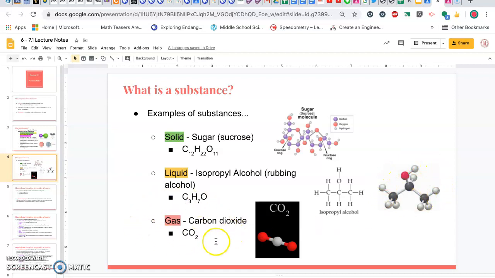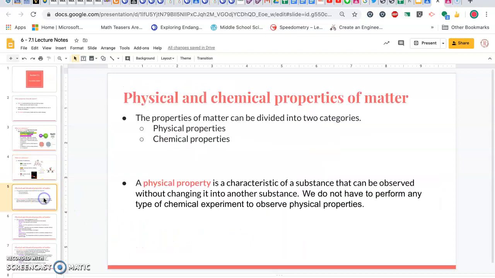And then lastly, I gave you a really simple one, carbon dioxide. Carbon dioxide is a pure substance that is a gas, and it's a compound. So carbon dioxide is always going to be one carbon atom in the middle, bonded to 2 oxygen atoms on either side. All right, so that is a substance.